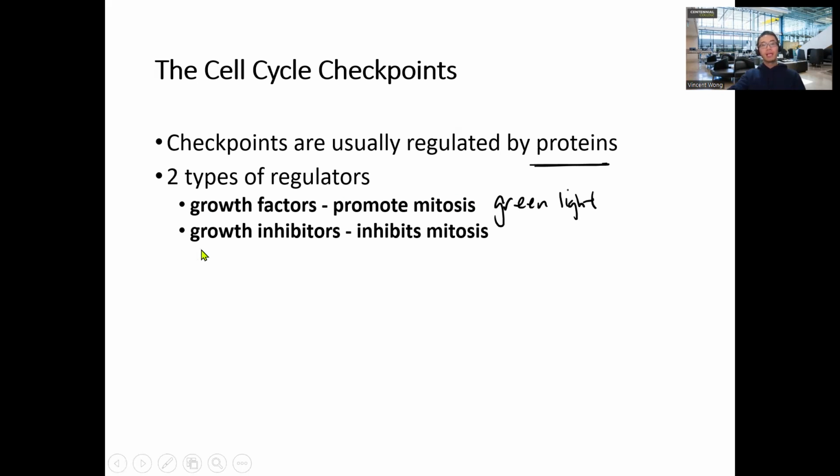On the other hand, we have growth inhibitors. These proteins are like the red lights. They inhibit mitosis. You're not allowed to divide because there are too many errors, too many mistakes, or telomeres are too short. So two types of proteins, and they balance each other out. You either let the cell go ahead and divide, or you stop them. And again, all these proteins are encoded by DNA, which means they could potentially mutate and not function properly.